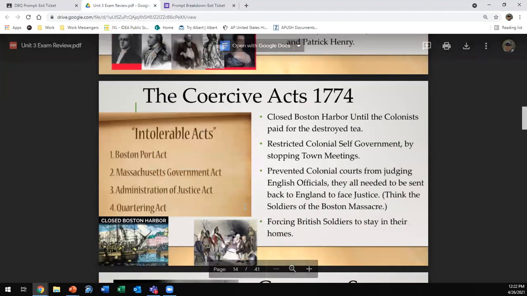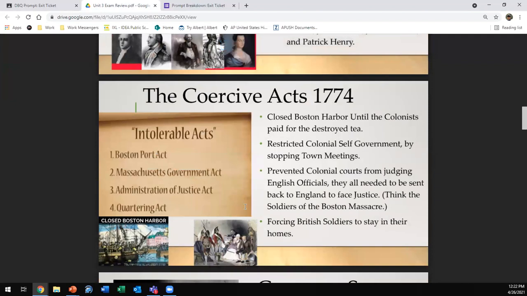So, Coercive Acts, four laws. The Boston Port Act closes the harbor. The Massachusetts Government Act limits town meetings and controls the government of the colony. The Administration of Justice Act means that any English official, like a soldier, has to be sent back to England to face trial, where they were often released. And then the Quartering Act, where soldiers are able to force themselves into your home and stay there.